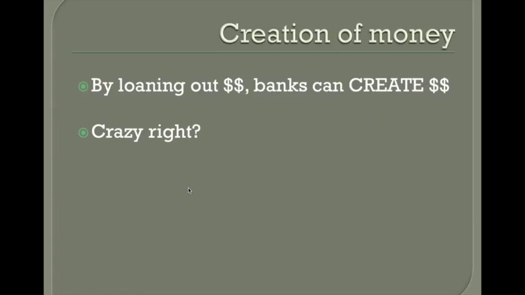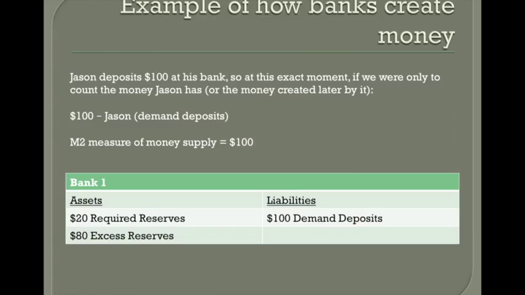Okay, so we're going to talk now about creating money. And banks can actually create money, which is by loaning out money, which is kind of crazy that they can just create money out of thin air, but they really can. And we're going to look at the process of how they do that. Okay, so say you've got this guy named Jason, and Jason has $100, and he takes his $100 and he deposits it at his bank.